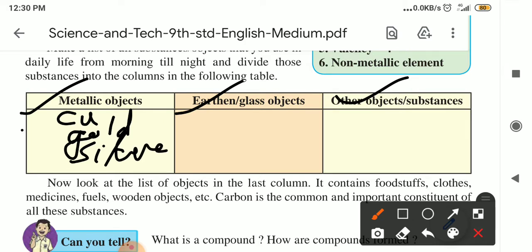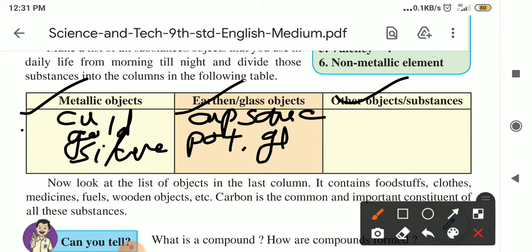Then afterwards, earthen or glass objects. Which are the earthen objects that we are using? Inside earthen objects we are using the cup and saucer, kabbashi, and some earthen pots. Glass objects we are using. The glass is there at our home. Window panes are made up of glass. Then, among these glass objects, some pots are there, flower pots and all, they are included in this.